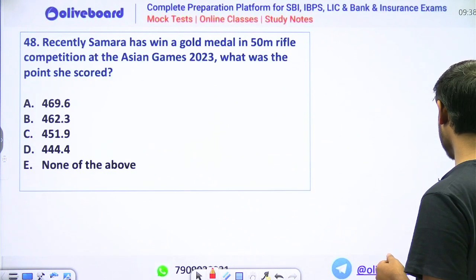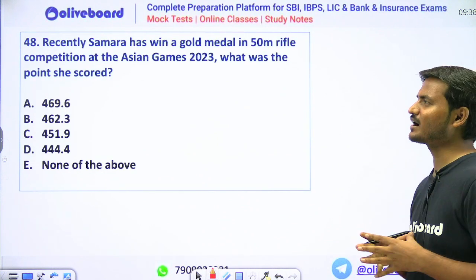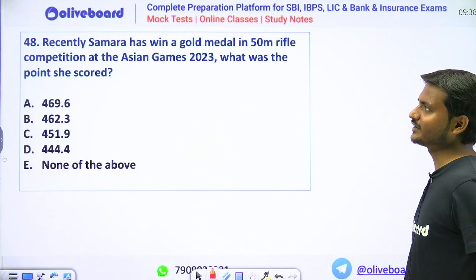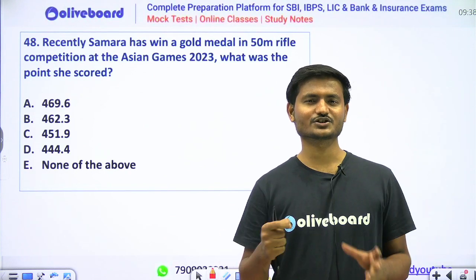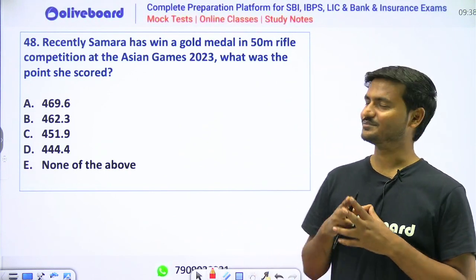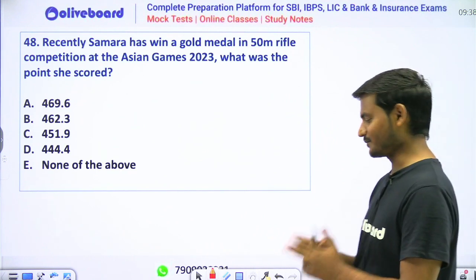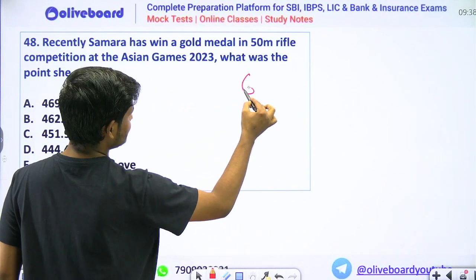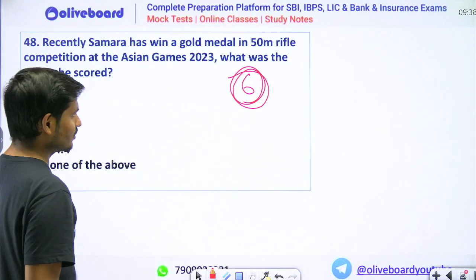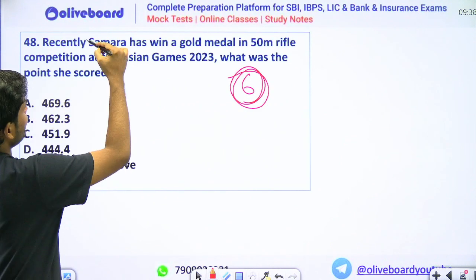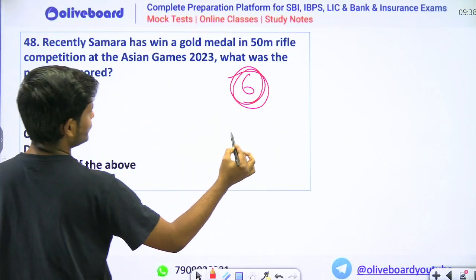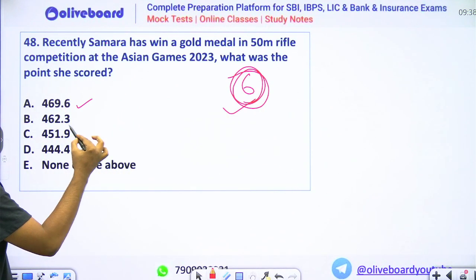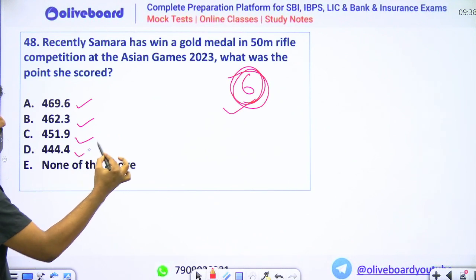Now next question for the day. Recently Samara has won a gold medal in the 50-meter rifle competition at the Asian Games 2023. What was the point that she has scored? This is a very tough question because generally we don't remember the points, but I will let you remember this with a number that is 6. How? The number of alphabets in the name of Samara is 1, 2, 3, 4, 5, 6. So 6 is justified. Now the options: 469.6, 462.3, 451.9, 444.4 and none of the above.